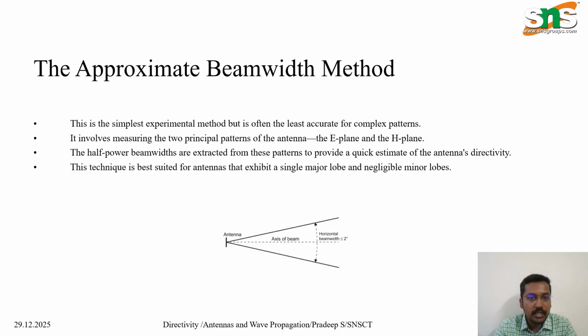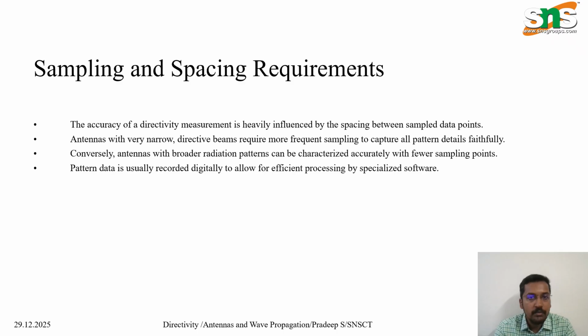This is the simplest method for measuring directivity, but it may not be highly accurate for complex radiation patterns. The E-plane and H-plane radiation patterns are measured first. From these patterns, the half-power beamwidth values are obtained. Using these beamwidths, the directivity can be estimated quickly. This method works best for antennas with a single main lobe and very small side lobes.